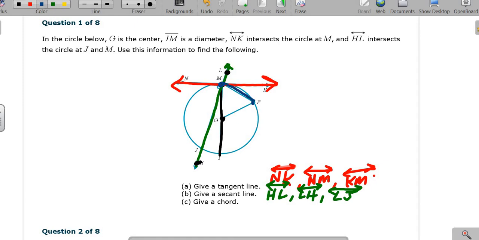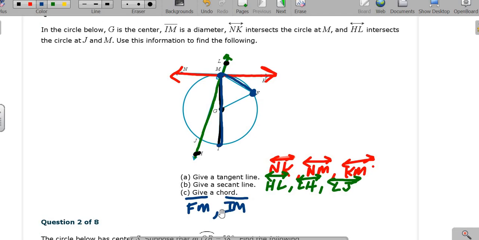Give a chord, that's a segment whose endpoints are on the circle. So that would be like M and F, FM, and it's a chord, so it's a segment. Believe it or not, the diameter is also a chord. It's just the longest chord, so that IM diameter is also a chord. Don't forget the chord segment line.